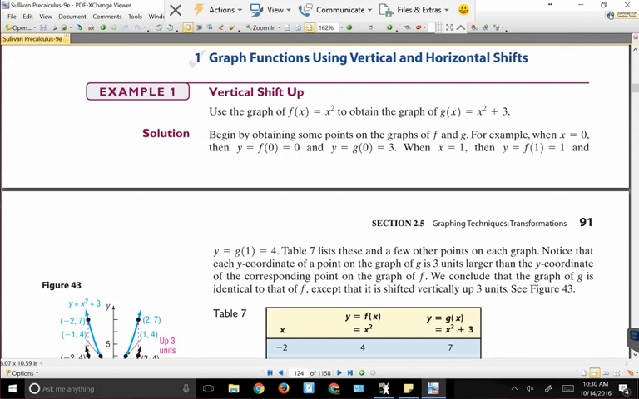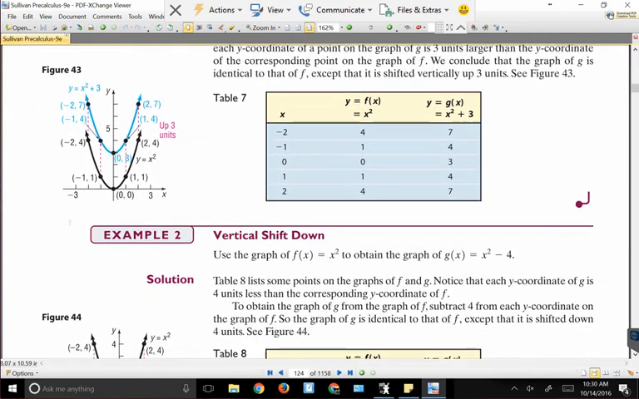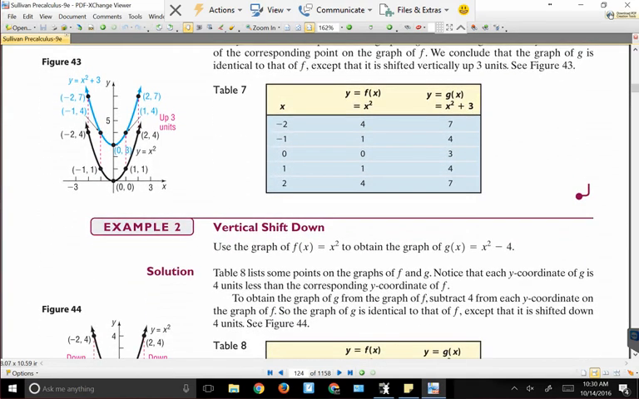So if I know what the parent function is, I know where things are automatically going to go. All I know now is that I just got to move that thing up 3 units. I know 0, 0 is going to be part of this. I know that 1, 1 is part of this, and negative 1, 1 is part of this. So, I identify those 3 points. I can either throw in the 2 and the negative 2, and I know that those points just go up how many units? 3. No big deal. Fairly easy.